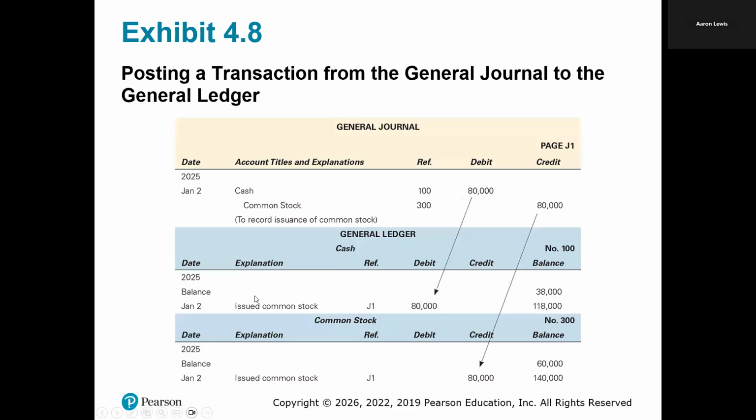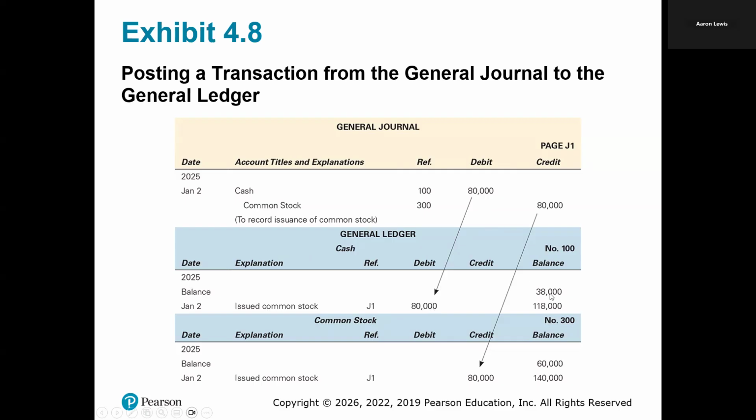So to post an entry, you just take exactly what happened in the journal and move it over to the ledger. In our entry here, we had a debit to cash and a credit to common stock to record the issuance of this common stock, both for 80,000. Well, we take the $80,000 debit from the journal entry and move it to the debit column in the general ledger for cash. It has the date that it occurred and a brief description. Reference is the journal entry it was. This would be journal entry one. This is page J1 up here, so you can go and find it. And you move the $80,000 debit over.